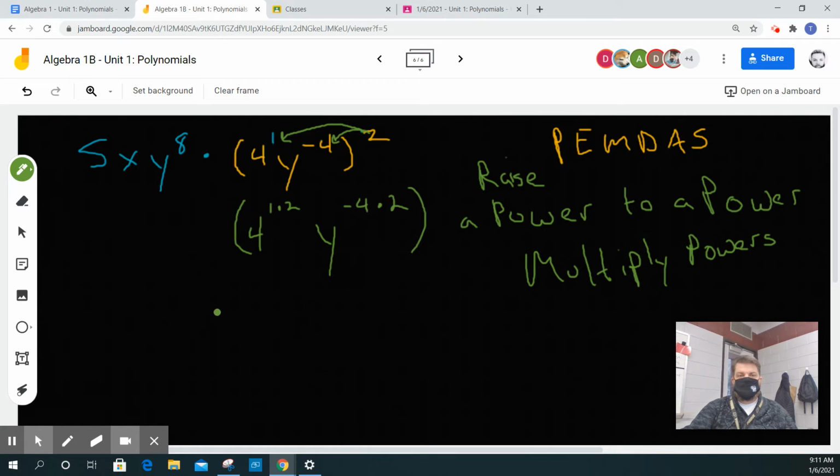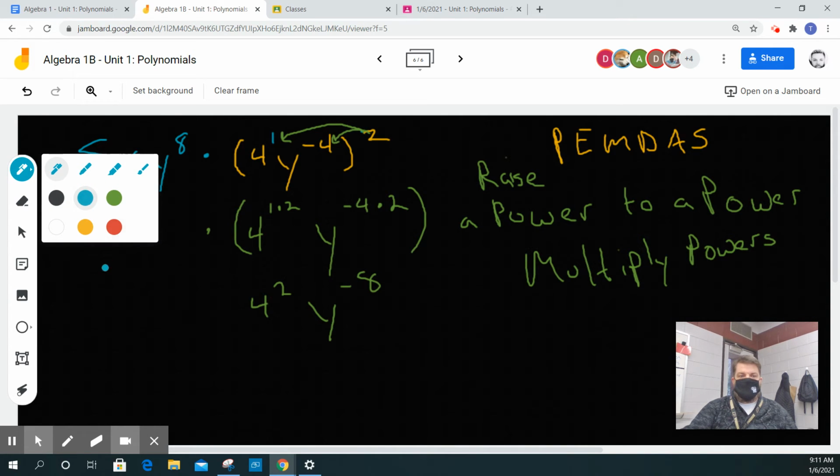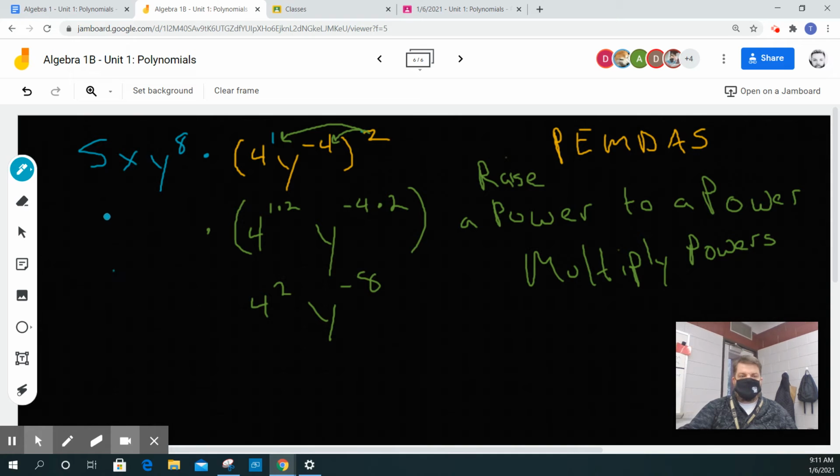Okay? So then in the next line, this becomes 4 squared, and then y to the negative 8, right? Because negative 4 times 2 is negative 8. Now over here, this just stays the same. I haven't done anything to this yet. So it's just 5 times x times y to the 8th.